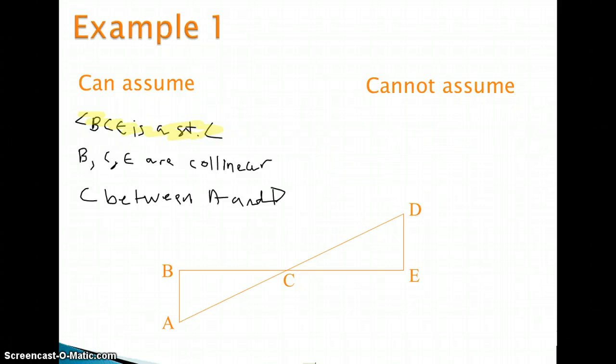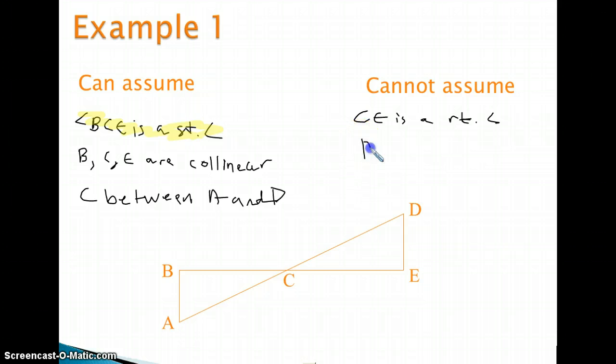Now, talking about things that we can't assume, there's a lot. Maybe we can, based on appearances, assume that E is a right angle, but that's not a fair assumption. We don't know for sure. We don't know what it is. So angle E is a right angle is a bad assumption.